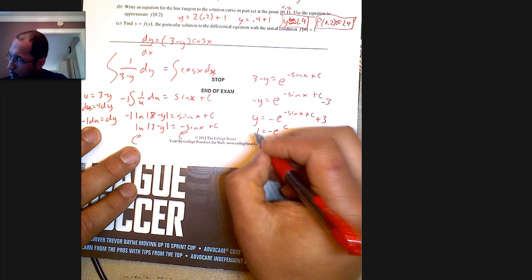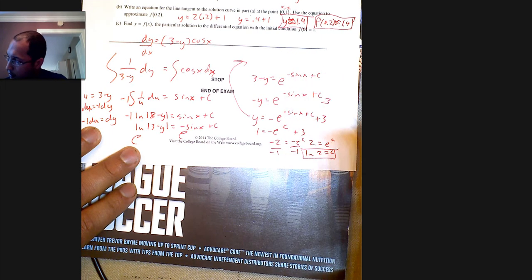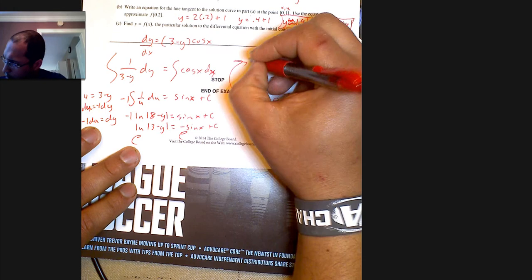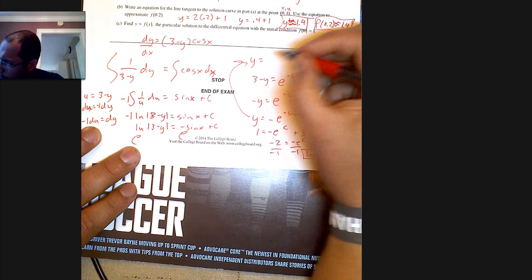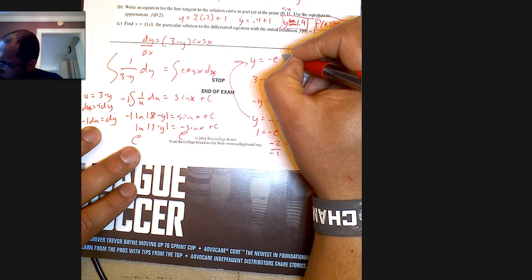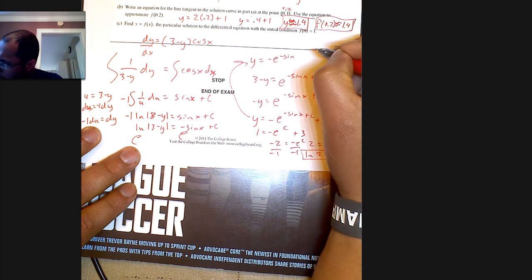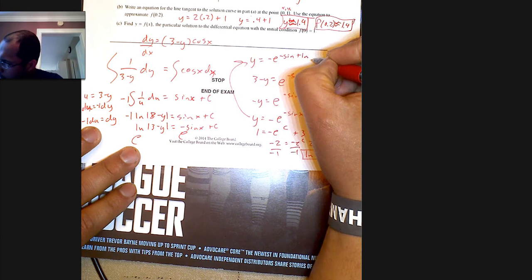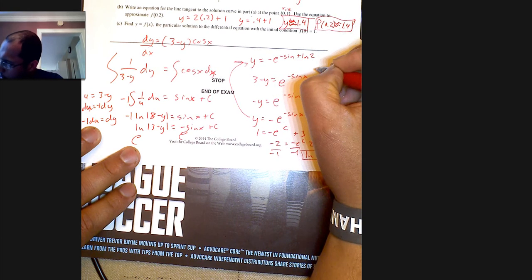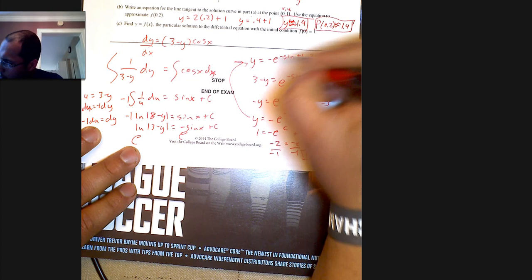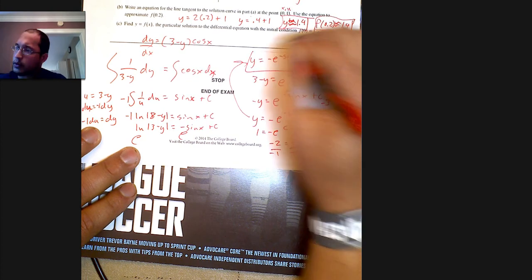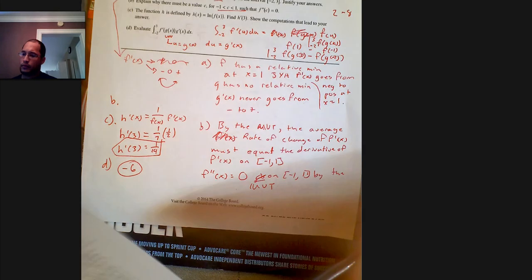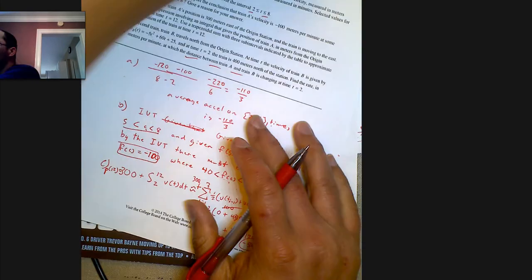So that's going to be y equals negative e to the negative sine x plus natural log 2, oh my gosh, plus 3. Let's see, that's number 6, number 5, number 4, and number 3, I think. Where's number 3? Yes.